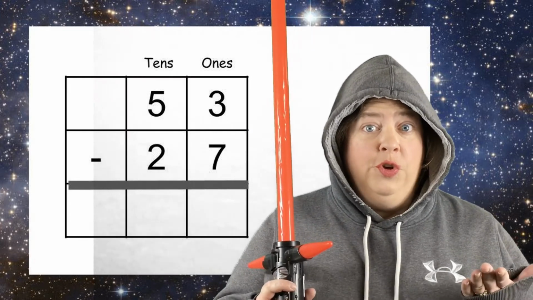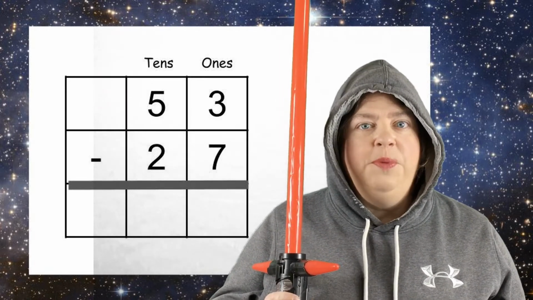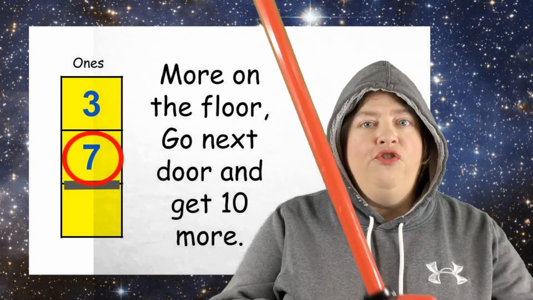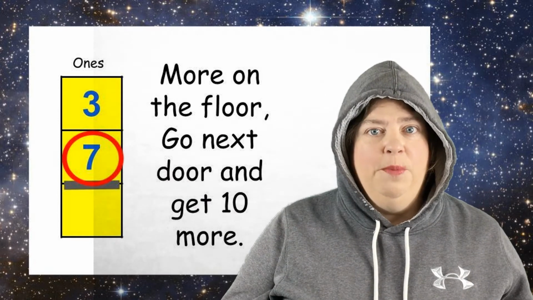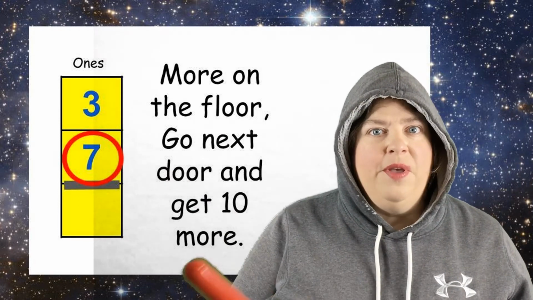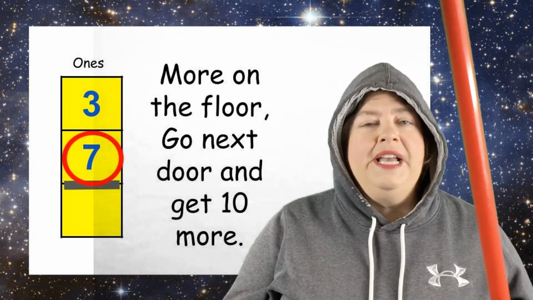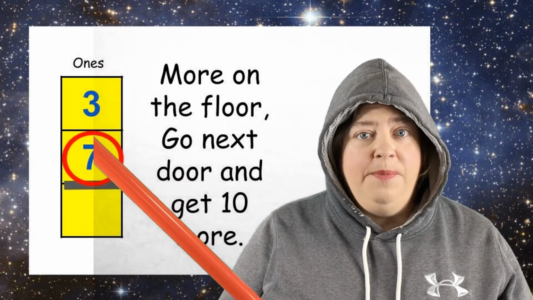So what do we do? There's a simple rhyme that you can use to help you remember what to do. If there's more on the floor, go next door and get some more. Say it with me. When there's more on the floor, go next door and get some more. Very good job, young Jedis.